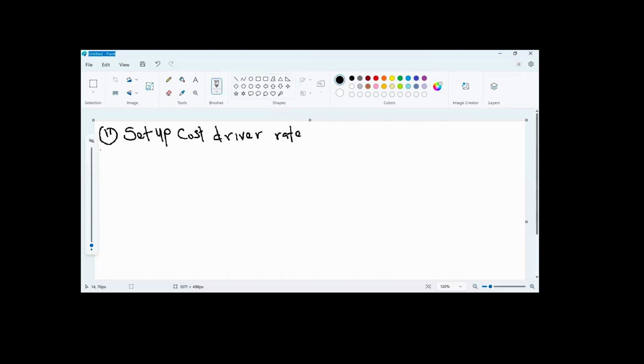This is equal to setup overhead. What is the cost driver of setup? 1.8. No, that is the cost. What is the cost driver? Number of setups. Setup overhead divided by total number of setups.